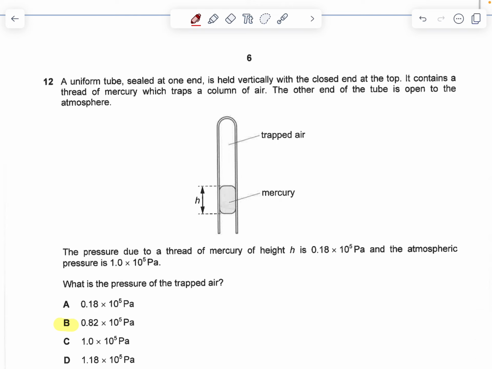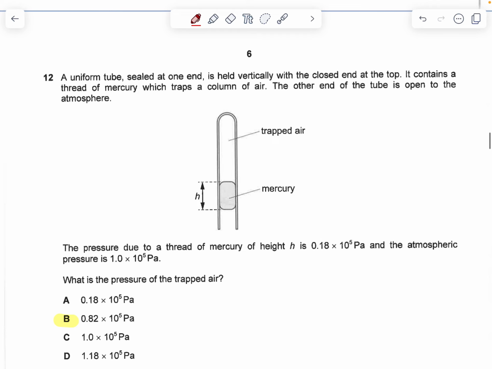Question 12. A uniform tube is sealed at one end and is held vertically with the closed end at the top. It contains a thread of mercury which traps a column of air. The other end of the tube is open to the atmosphere. Then they give you the pressure of the mercury height to be 0.18 and the atmospheric pressure to be 1.0. So what's the pressure of the trapped air?